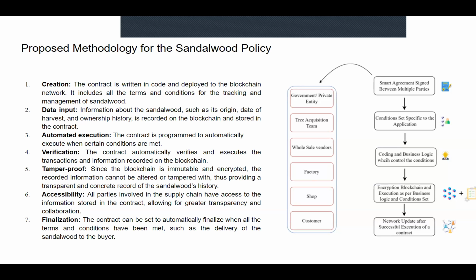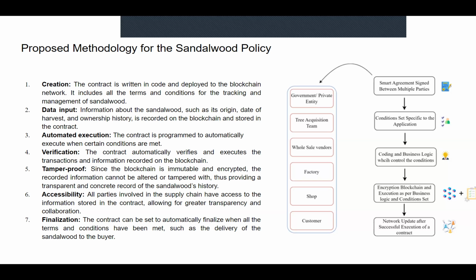The contract is then programmed to automatically execute when certain conditions are met. It also automatically verifies and executes the transactions and records the information on the blockchain. Now, this is all tamper-proof because, since the blockchain is immutable and encrypted, the recorded information cannot be altered, thus providing a very transparent and concrete record of the sandalwood's history.